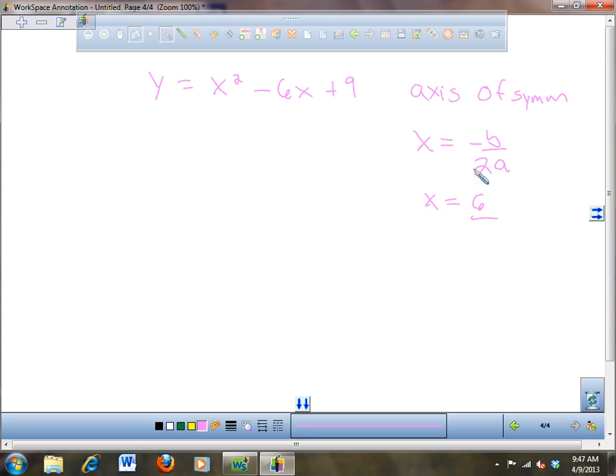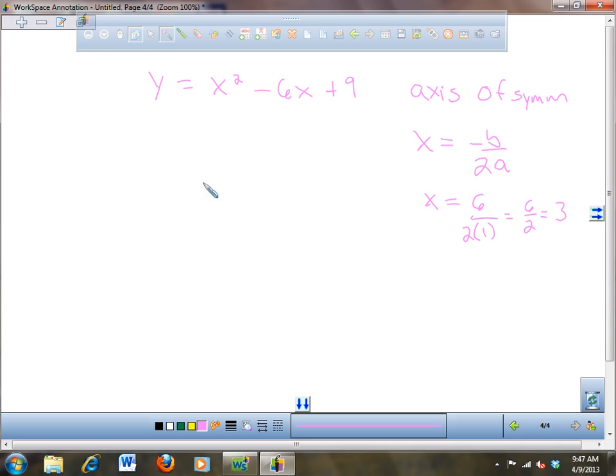And what's a in this case? A is easy in this case. What's a, Morgan? No, what's in front of the x squared? 1. So what's 2 times 1? 2. Okay? So that makes 6 over 2, and what's that? 3. Okay, so that's 3.